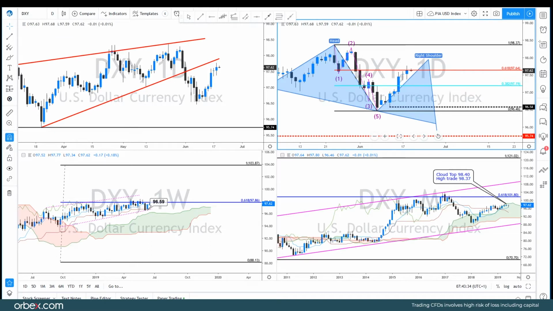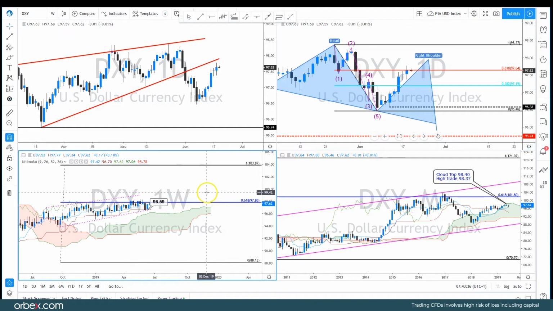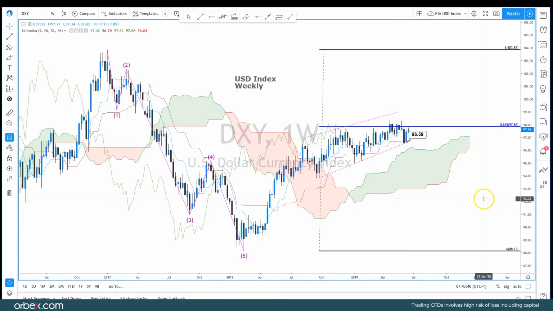So let's look at the technical picture, and the technical picture still gives a dollar bearish bias. If we go to the weekly chart, we're holding within a wedge formation. A break of support is needed, which is around about 96.68, to take us down towards 94 the figure and the measured move target. Levels close to the 61.8% fib continue to find some selling interest.